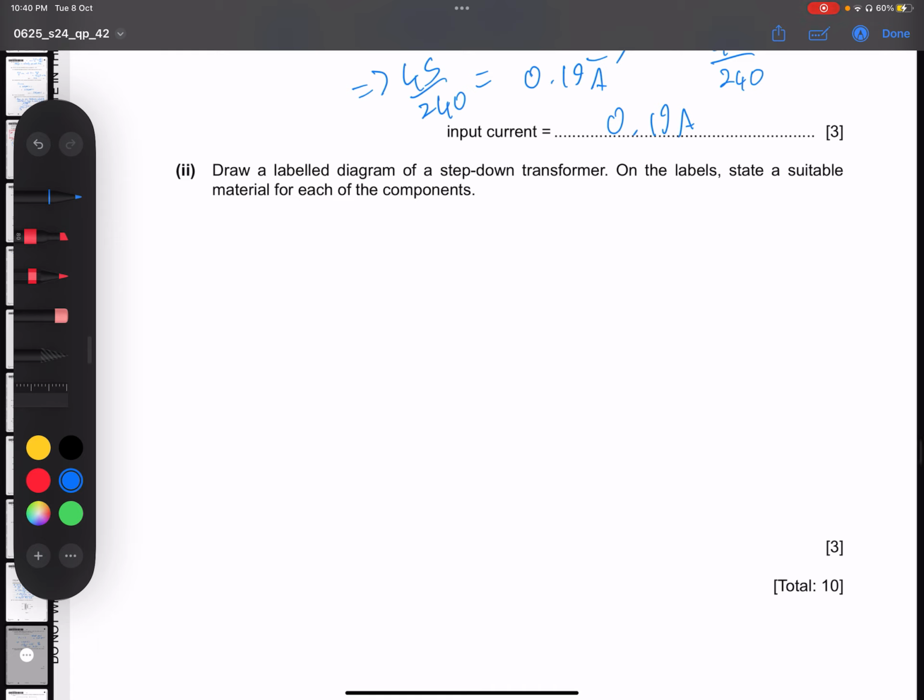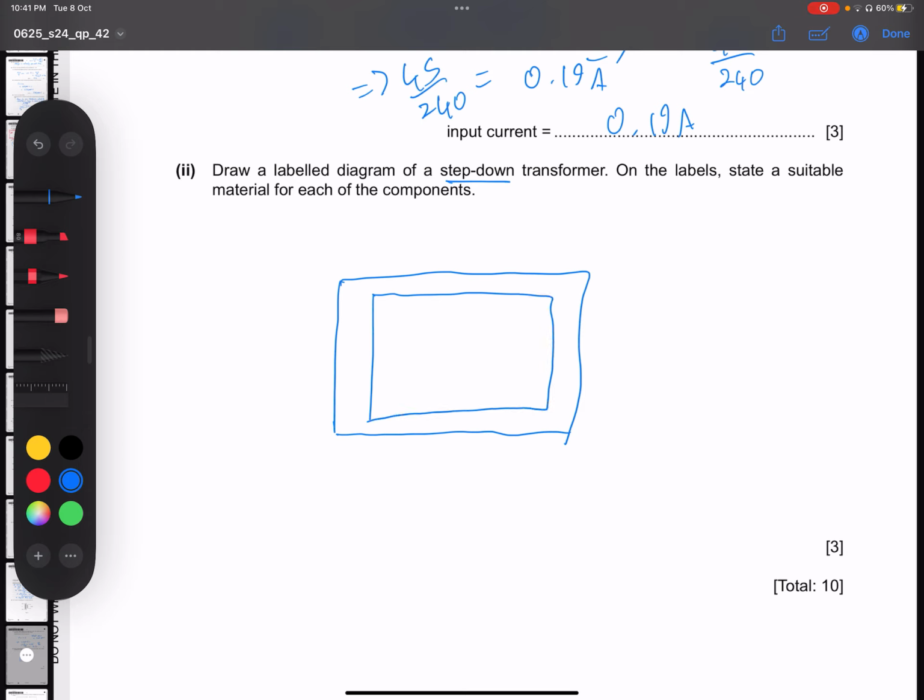And draw a labelled diagram of a step-down transformer. On the label, state a suitable material for each of the components. Since this is a step-down transformer, the secondary coil has to have fewer coils than the primary coil, since a fewer coil setup means that the voltage would reduce and the current would increase. Okay, so first we draw the soft iron core frame, something like this. This is the iron core frame, and this is what links the magnetic flux of the primary coil to the secondary coil.